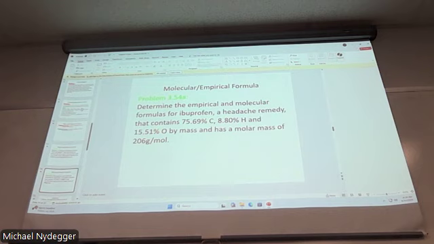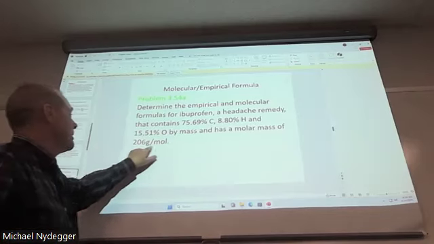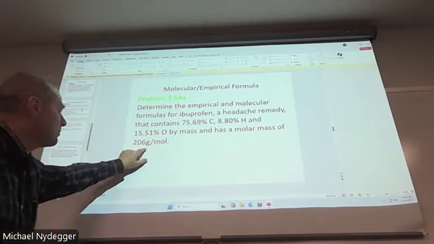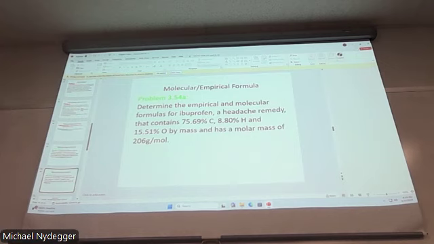This is ibuprofen. Determining empirical and molecular formulas of ibuprofen, a headache remedy. It contains 75.69% carbon, 8.80% hydrogen, and 15.51% oxygen by mass. Since this gives us a molar mass of 206 grams per mole, we know we can find the molecular formula. We know we can do that.